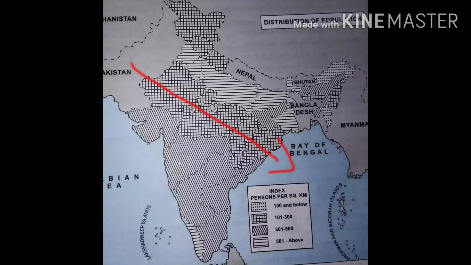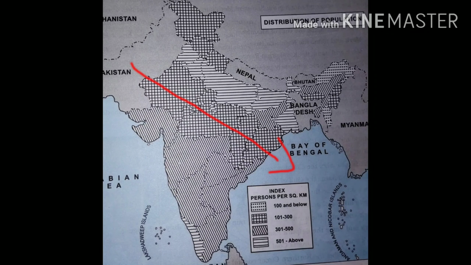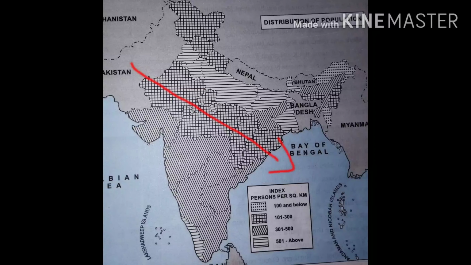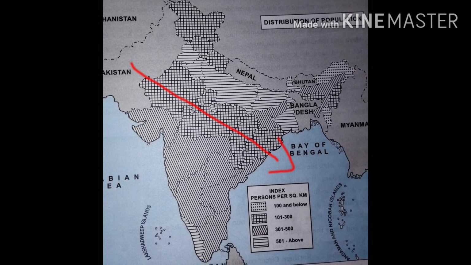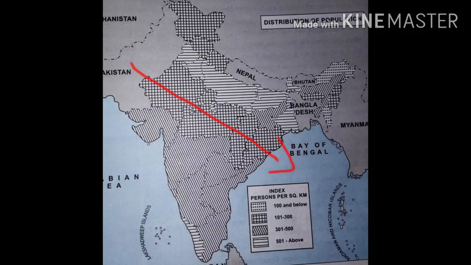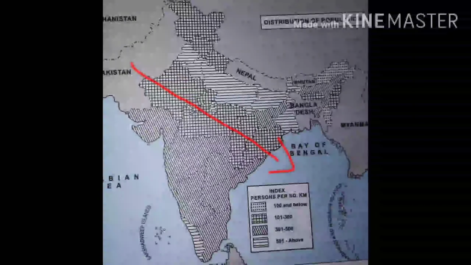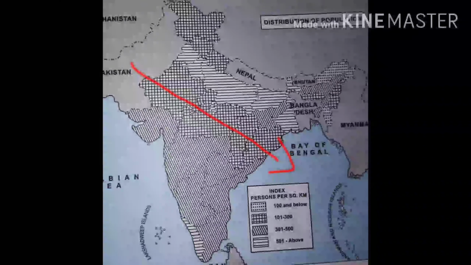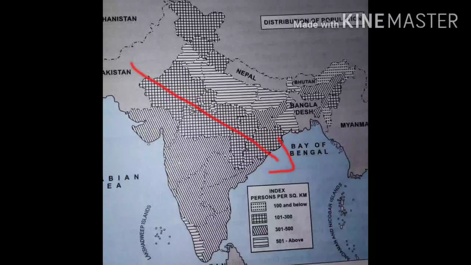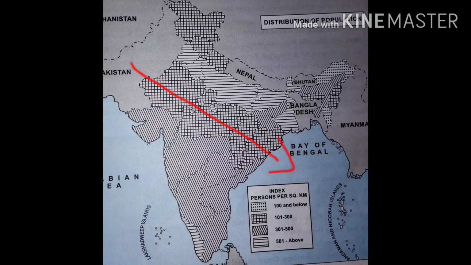Now we'll draw another line, and this line includes the states of Rajasthan, Madhya Pradesh, Chhattisgarh and Odisha, and this region has a low population density between 101 to 300, and the reason is, in Rajasthan the population density is less because of the desert region and scarcity of water. Madhya Pradesh, Chhattisgarh and Odisha have large concentrations of forest, and therefore the population density is less.